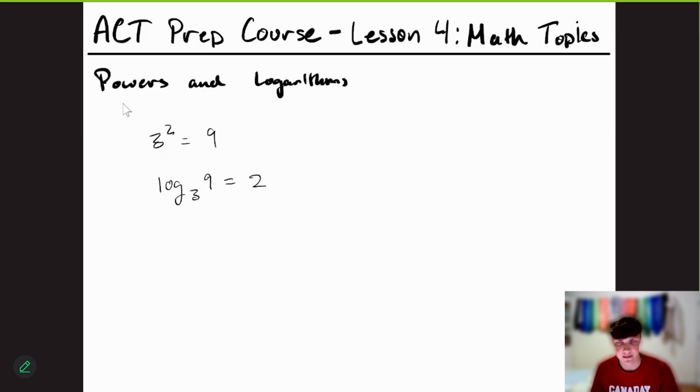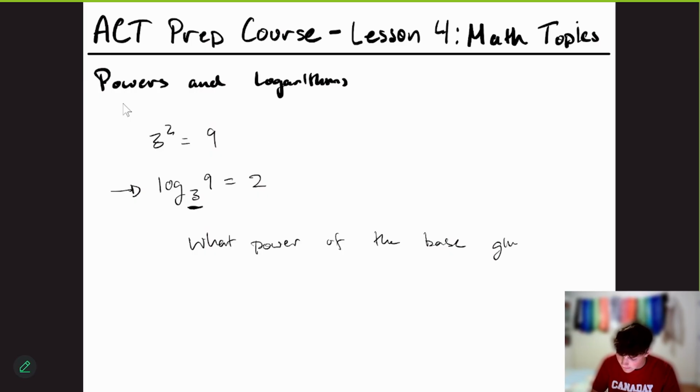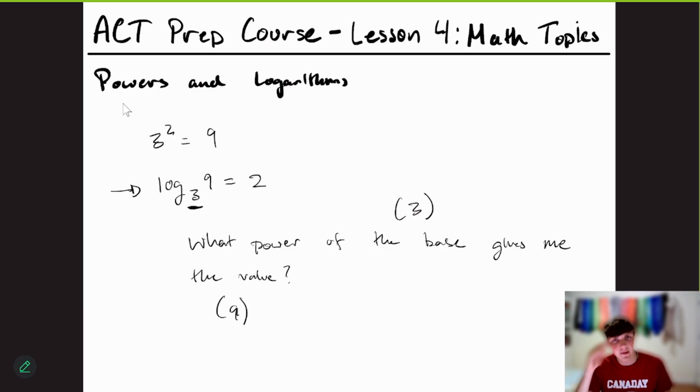Now, that might be a little bit confusing, right? But let's walk our way through this. What this bottom equation is saying, it's basically asking the question. A log asks the question, what power of the base, right? That would be 3, base 3. What power of the base gives me the value? Here in this question, right? It's asking what power of 3 gives me 9. What power of 3 gives me 9?